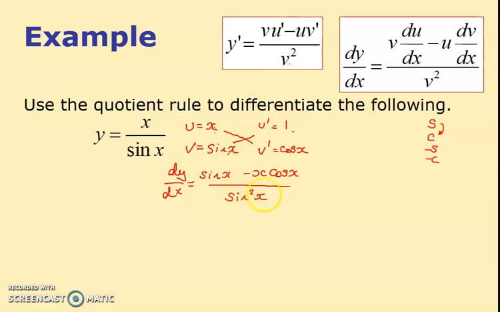Again, temptation is to write it like that. It might be possible just to tidy it up a bit. I'm not sure what the answer does, but you could write this, because it's over one thing, both bits have got to be divided by the sine squared. So I can do sine x divided by sine squared minus x cos x divided by sine squared. And the only thing I'd say is I'm not convinced that really makes it any better.